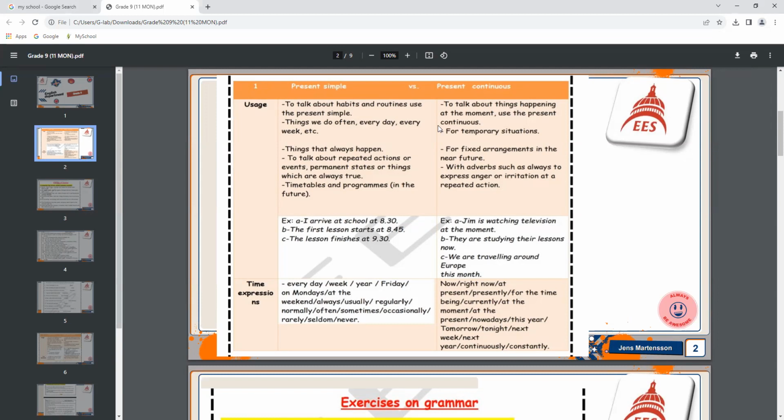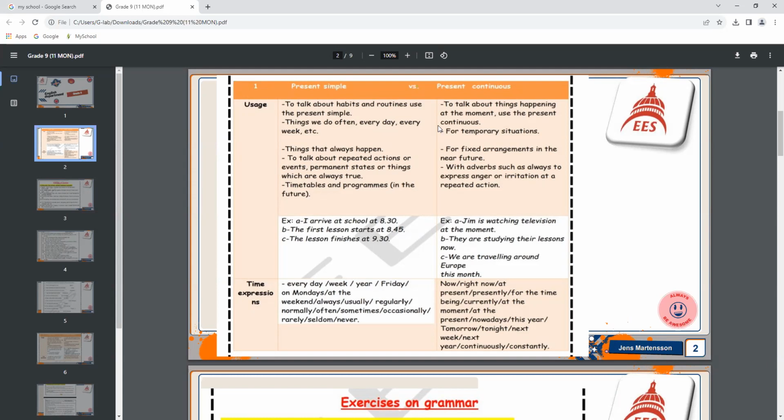For temporary situations. How, in what way? This is the opposite of something permanent in the present simple. Now here in the present continuous, we can use it for temporary situations. I can say I am staying at my uncle's house this week. So I mean this week only. It's temporary, okay? I am staying at my uncle's house this week.